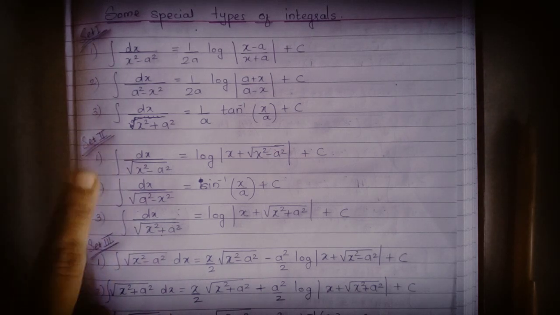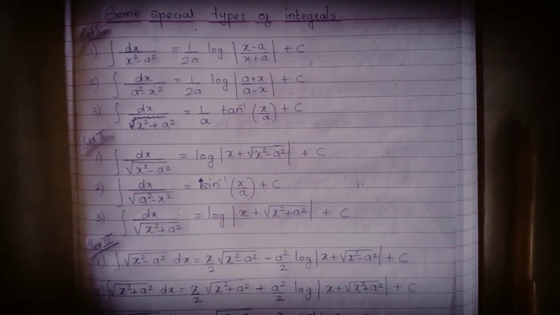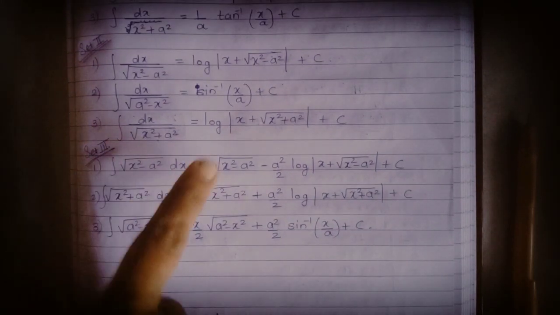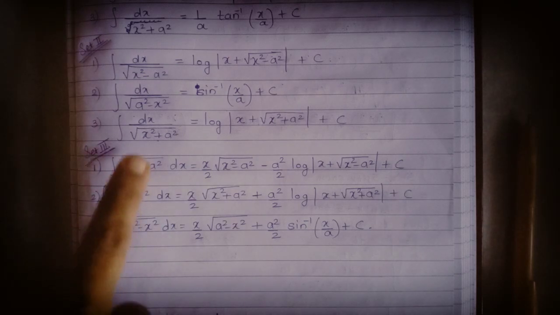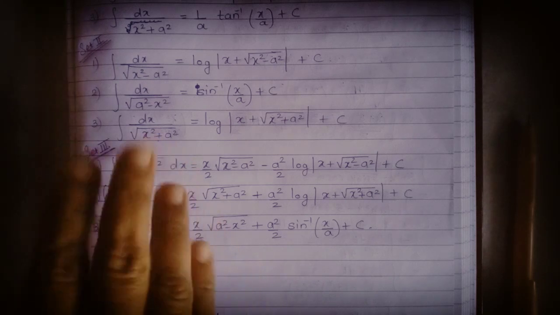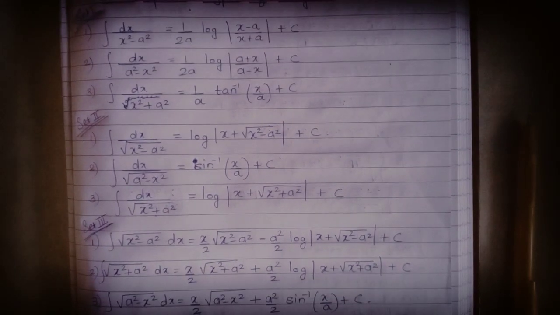In set 2 the same integrals are there but with a root sign, 1 upon root. And for set 3 we have under root x square minus a square, so all these are in root sign. The proofs of these I have done in my videos, you can refer to those videos for the proofs. Let's solve some problems based on these integrals, which will be applied in solving some integrals.